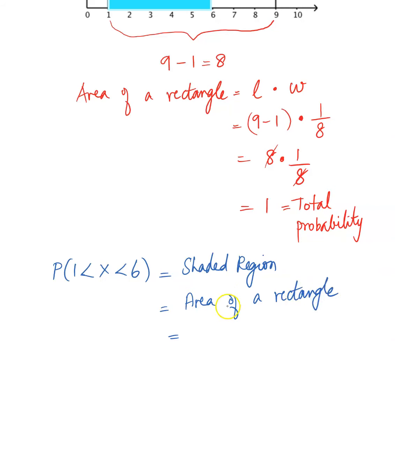Now focus only on the shaded region. The length is between these two, right? So 6 minus 1. And the width is given to be 1 over 8. Width in this case would be the height. The width of the rectangle would be the height here, 1 over 8, which is 5 times 1 over 8. You're free to leave it, you don't have to write it as a decimal. So clearly this comes out to be 5 over 8. The probability of the random variable lying between 1 and 6 is 5 over 8.